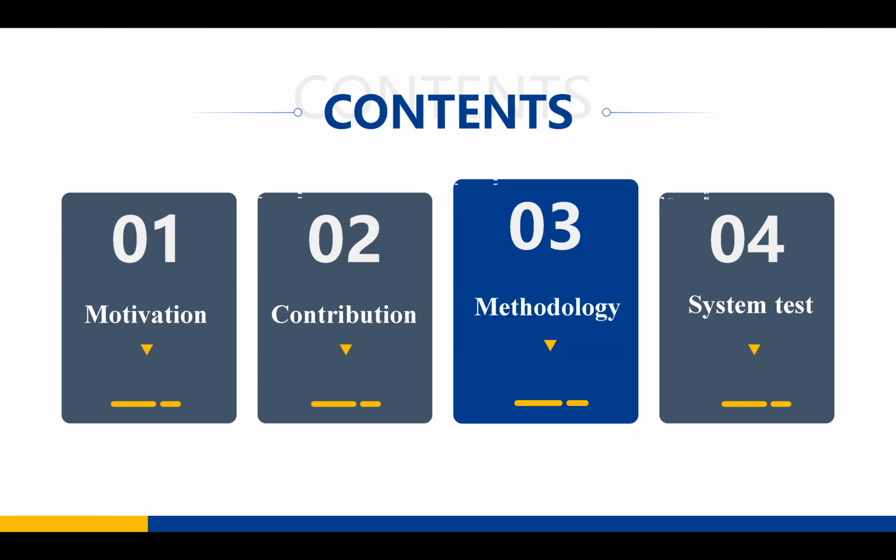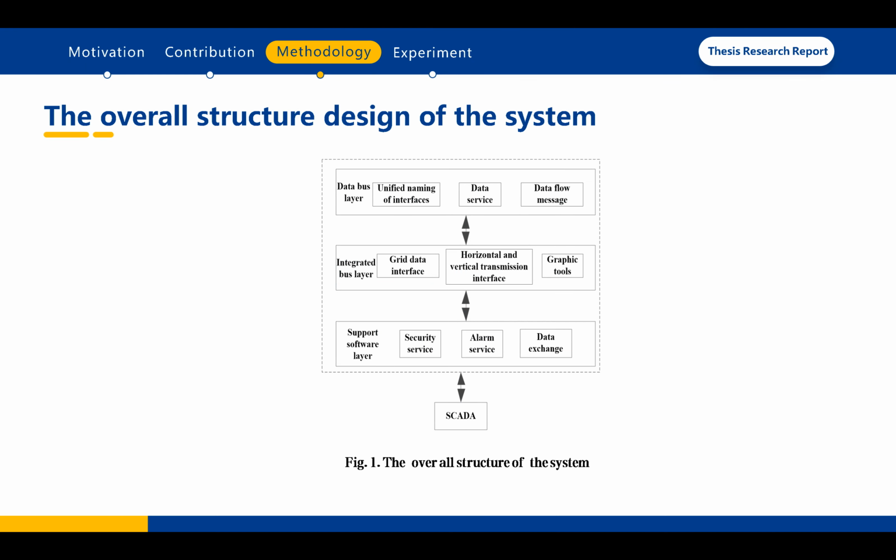Next, the third part is the method. I would like to divide this part into 2 subsections to introduce. First is the system hardware structure design, and the second is the key technology research of the system. Let's start with an overview of the method first, which is a machine learning-based method for intelligence integration of multi-source industrial fire data to ensure efficient operation of multi-source industrial sites.